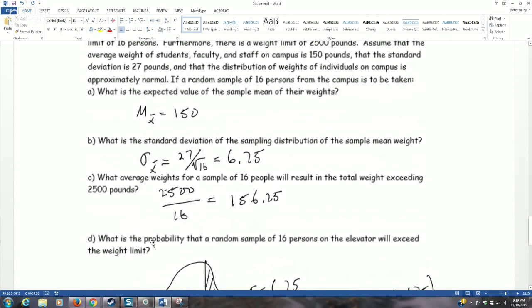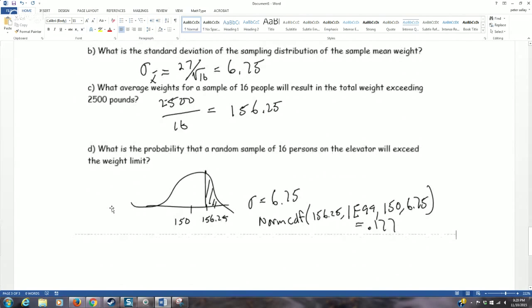Part C is saying, what is the average weight for 16 people that will exceed 2,500 pounds? Well, even though the assumption is that an expected weight is 150, in order for it to be larger than 2,500, that means each person on average has to be, well, 2,500 divided by 16, so it has to be about 156.25. So I just took the total weight divided by 16, and then there's our magic, what we call the fat person number, is 156.25. And then we finally get to use our calculator.